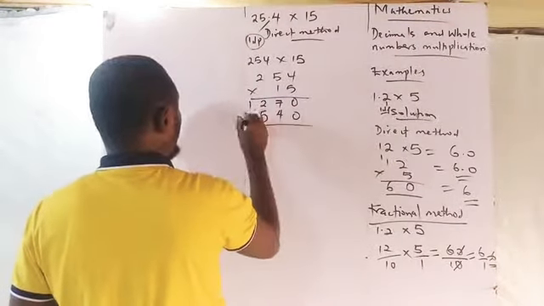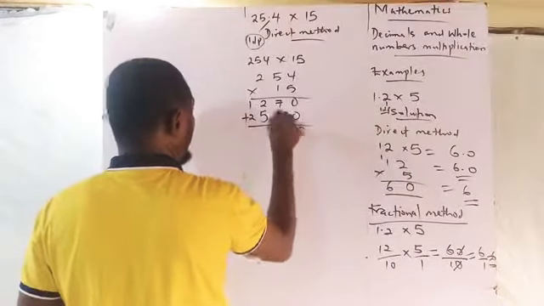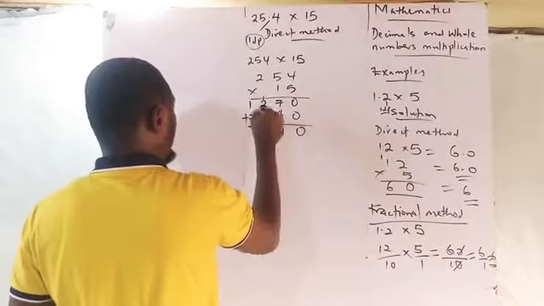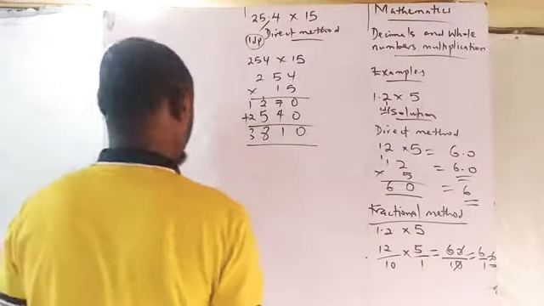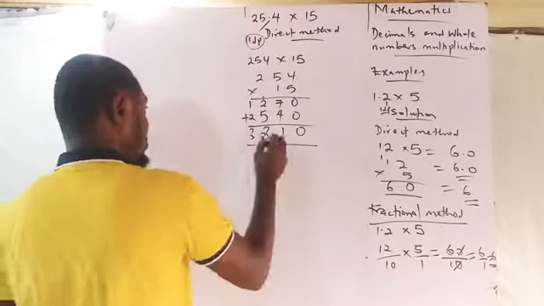Then add your numbers. Close the gap. Add your numbers. This is 0. 11, carry 1. That will become 8. And this will become 3. So that's what you have there.